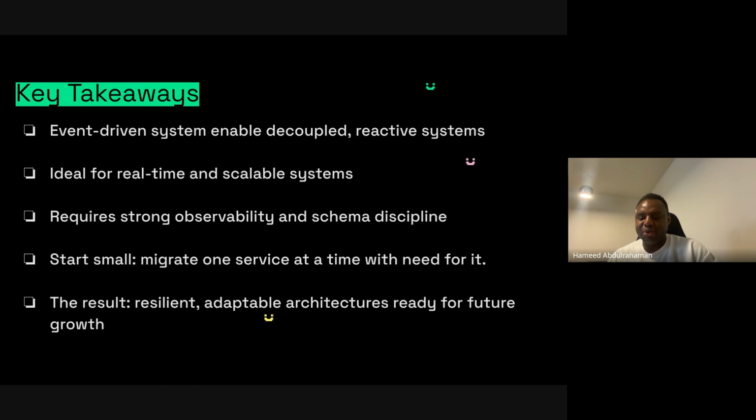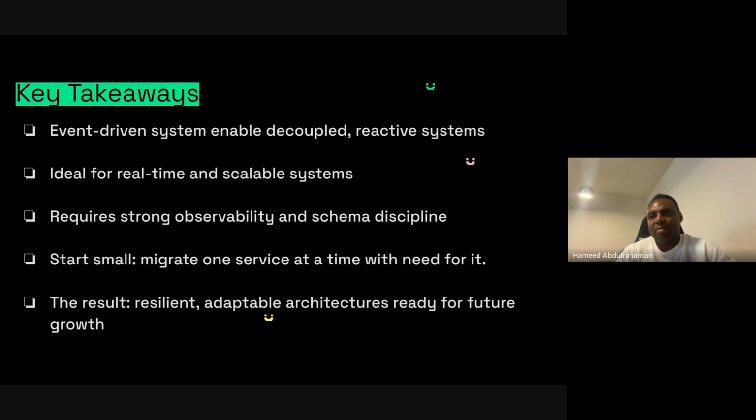It's very important to understand that event-driven systems are meant to give a decoupled, reactive kind of system. So there is no dependency on a particular system as a whole. It's services in general communicating together as one, without strict dependency on failures of the other one. Yeah, it's a very good way to look at it. And it's also ideal for real-time and scalable systems.